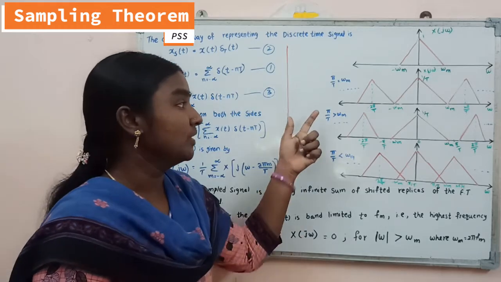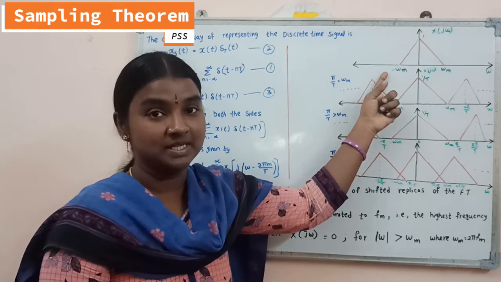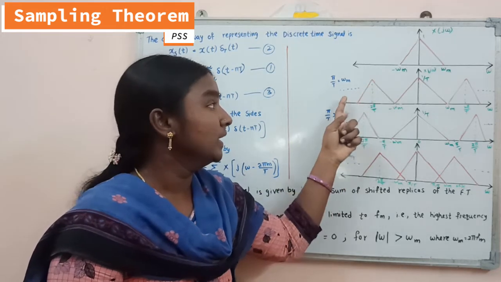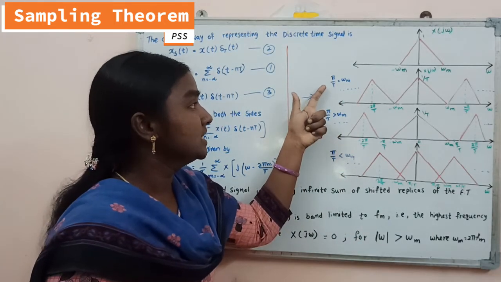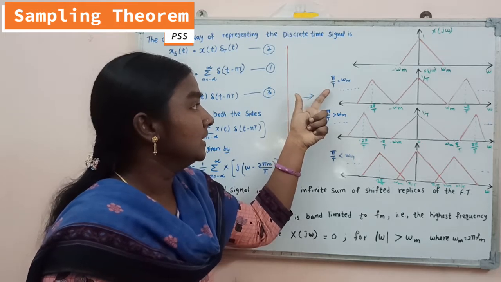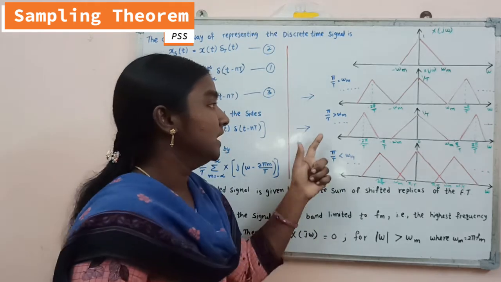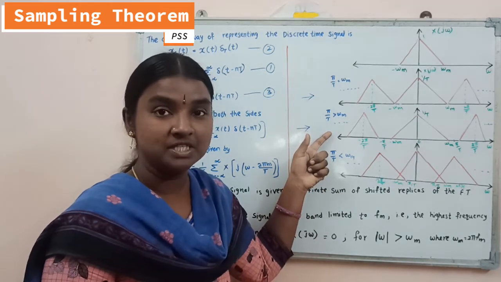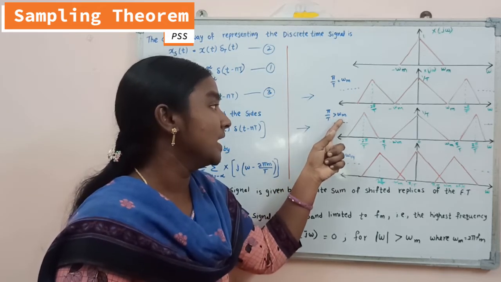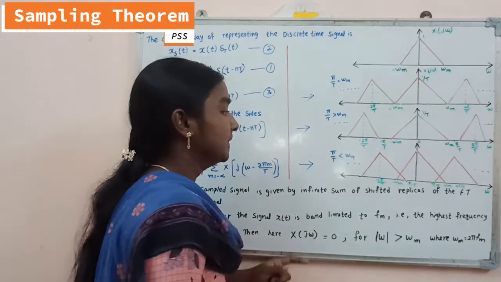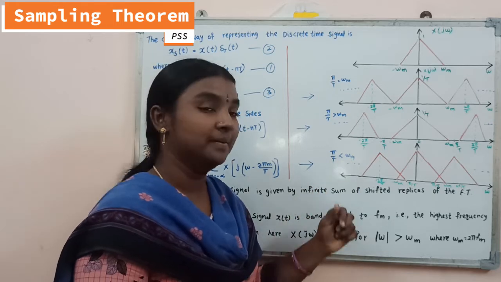If we observe the waveforms here, this will be the frequency spectrum of the continuous time domain signal x of t. Now this is the waveform representing the frequency spectrum when pi by T is equal to omega m, and this waveform represents the frequency spectrum when pi by T is greater than omega m. Now this waveform is going to represent pi by T less than omega m.